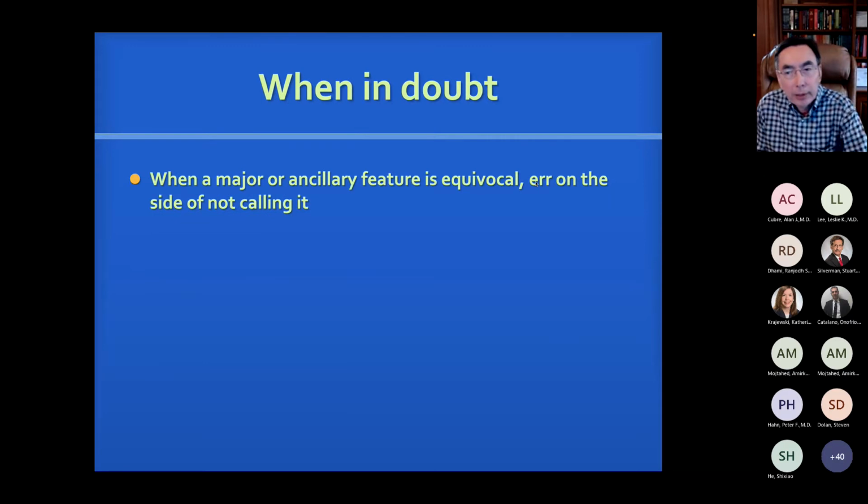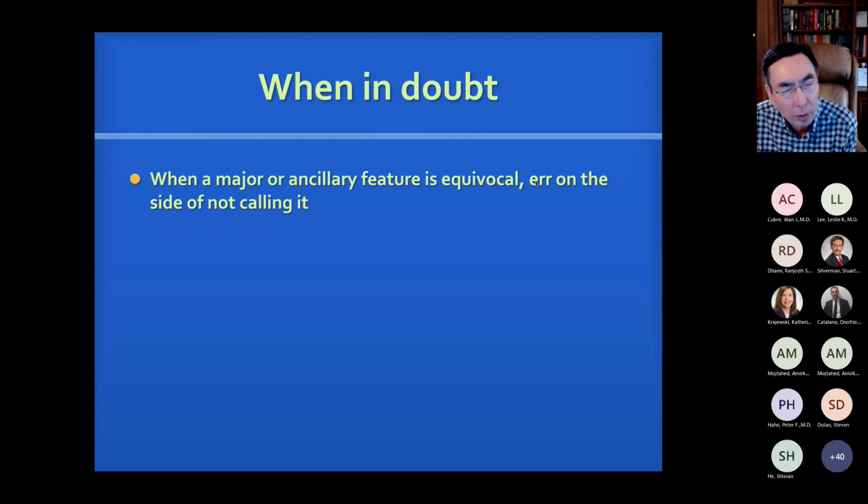So the last thing I wanted to say is that when we call findings, major observations or ancillary features using LI-RADS, we want to be definite. In other words, when we're sure that the finding is present, we can call it and use it to calculate our LI-RADS score.